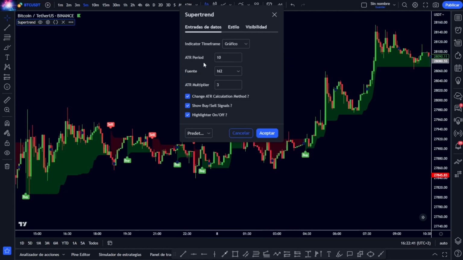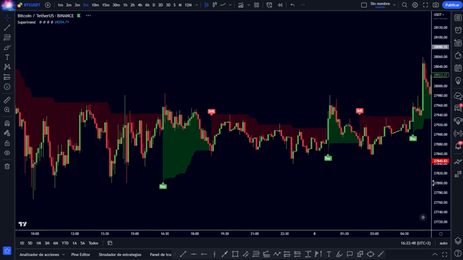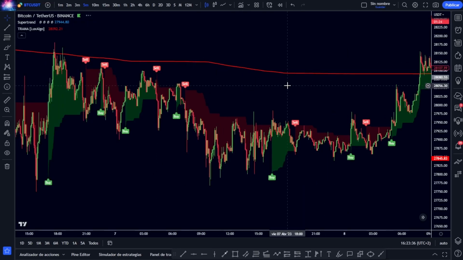We also go to the data entries and change the ATR from 3 to 4, click on accept, and this would be in principle our Super Trend, to which we also have to combine another indicator called TRMA. Click, and we would see something like this.